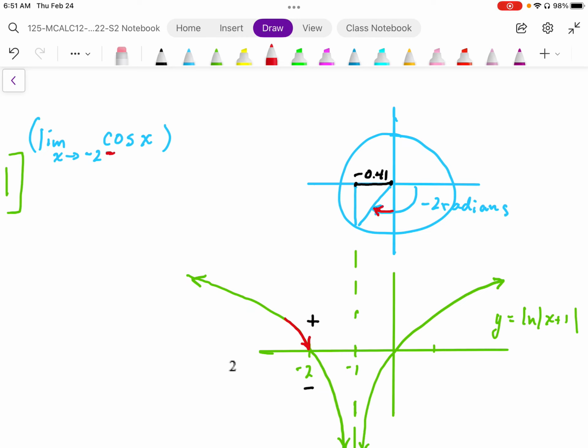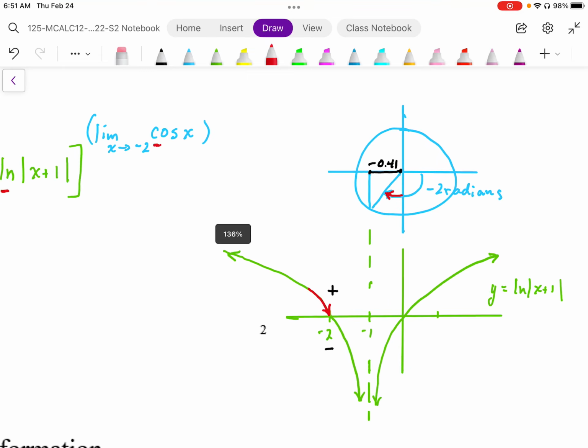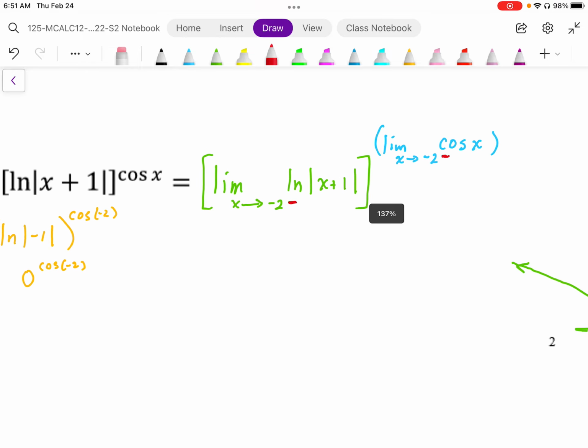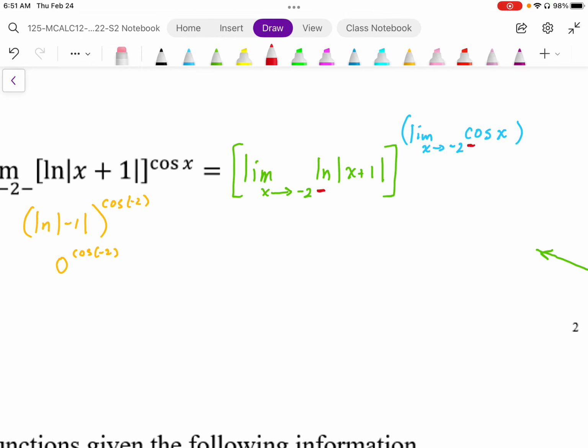But really we're just approaching the value of -0.41. Cosine of -2 radians works out to be -0.41. This is not some undefined value. We can actually go to that value, so we can just plug that in. So then this is what the limit looks like. We're going to approach the base from the negative side. So this base works out to be 0. However, it's approaching it from the positive side.